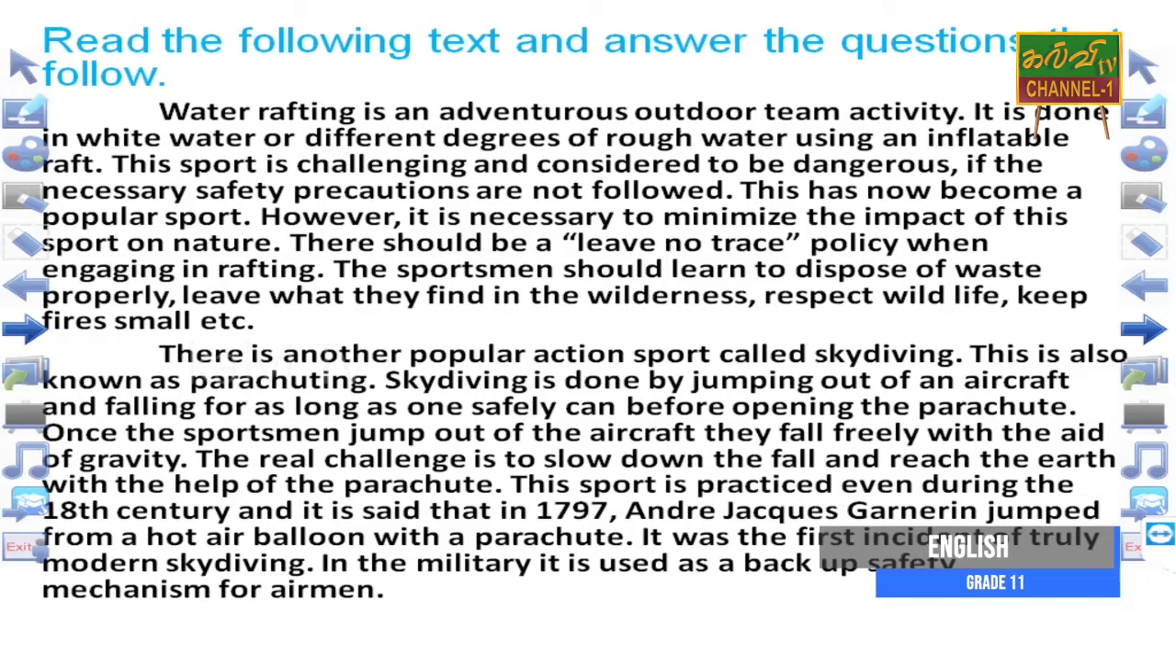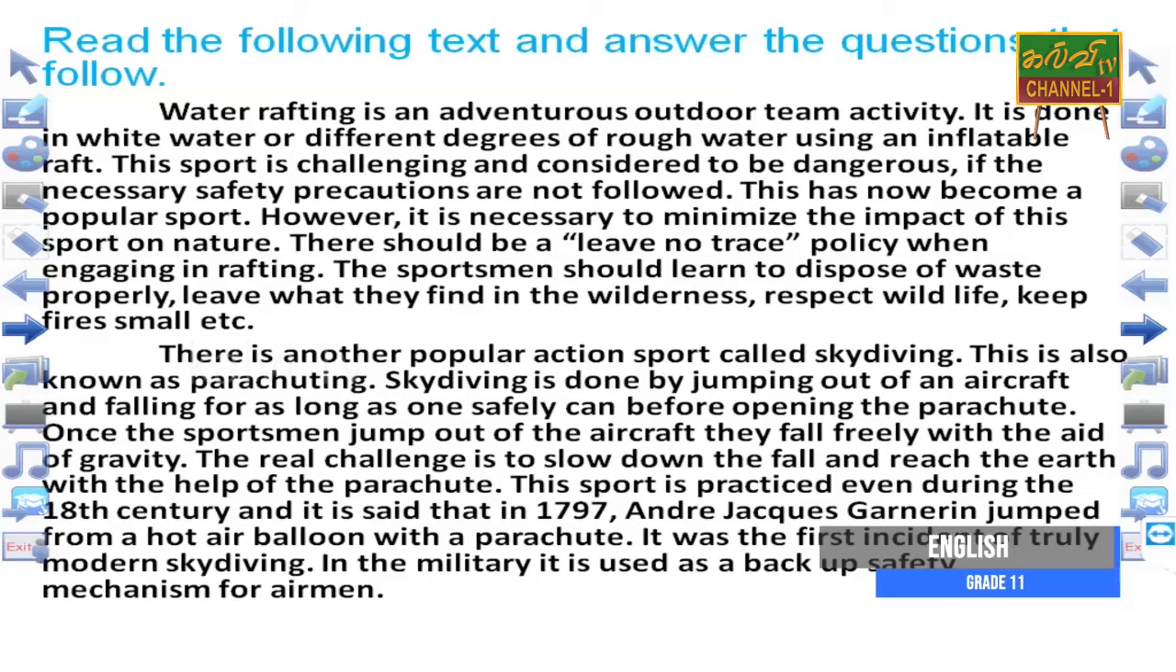And the second paragraph, there is another popular action sport called skydiving. This is also known as parachuting. Skydiving is done by jumping out of an aircraft and falling for as long as one safely can before opening the parachute. Once the sportsmen jump out of the aircraft, they fall freely with the aid of gravity. The real challenge is to slow down the fall and reach the earth with the help of the parachute.